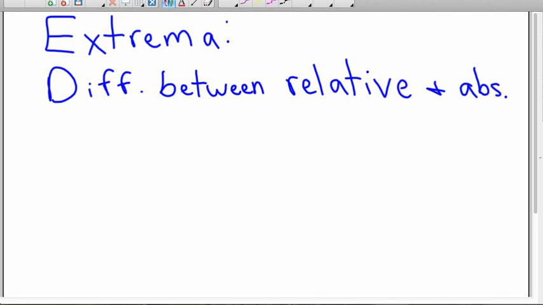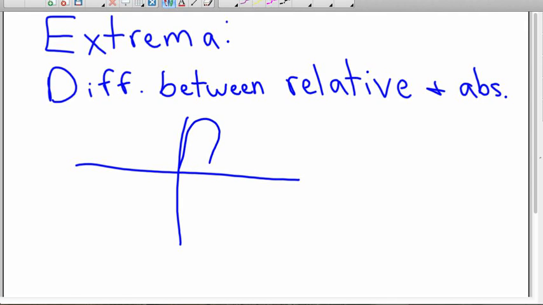Give me this so I can show an example, because this one might not show it. Where's the mic for this? It's on my computer. Okay. So, for example, on this one, your absolute minimum is here, absolute maximum is here, relative is here, relative is here, depending on your interval.